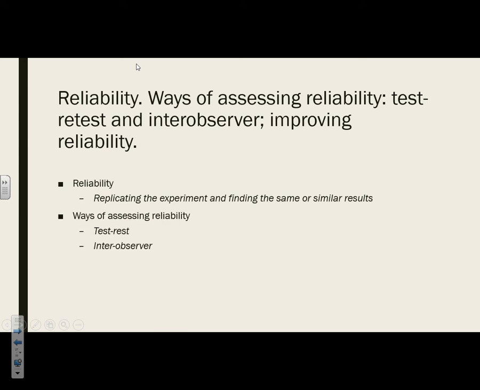Ways of assessing reliability: test, retest is exactly how it sounds. You test it, then a week later you test it again. So you repeat it to see if it's reliable. So if it was a questionnaire, you would get them to do the questionnaire, and then get them to do it again a week later, and see if it was still reliable. If you find the same results, then you'd be confident it's reliable.